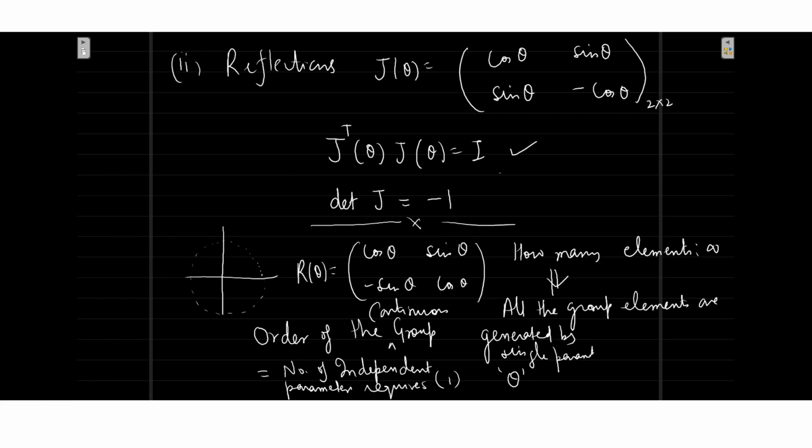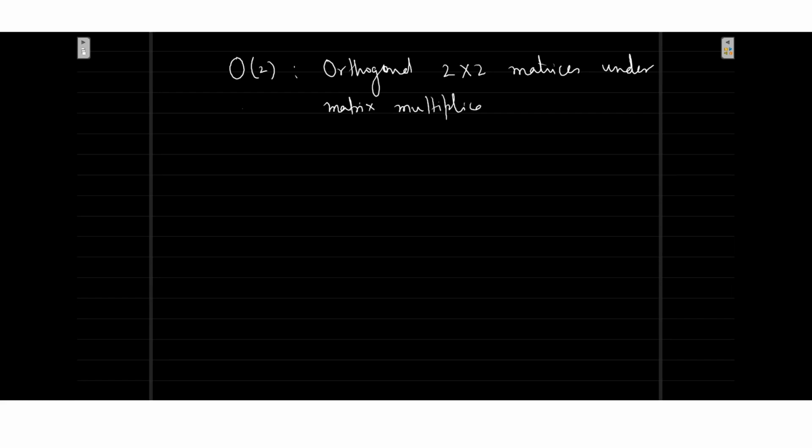In fact, at this time, I can generalize whatever I have done: O2, which is nothing but orthogonal 2 cross 2 matrices under matrix multiplication, forms a group. Very interesting. So I have now come up with this something called O2.